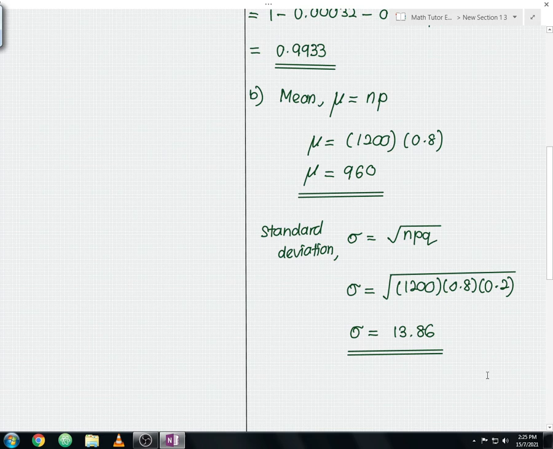Alright, so that is all for the step-by-step working and solution for this question. I hope you understand the full working that I've shown to you.